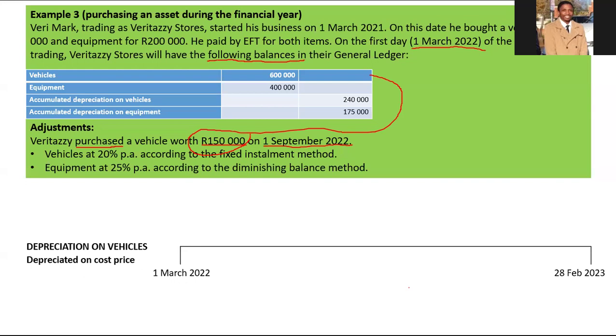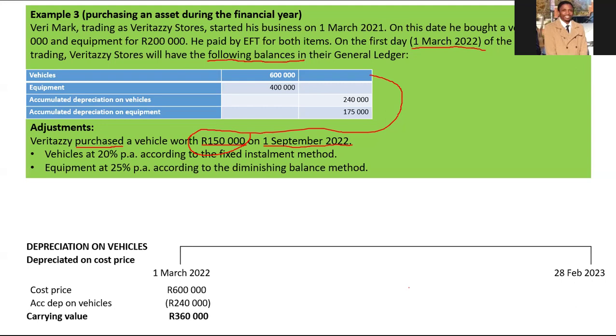So I will first start by depreciating the vehicles that we already had. Their cost price at the beginning of the year amounted to 600,000. Their accumulated depreciation at the beginning of the year amounted to 240,000. And their carrying value at the beginning of the year amounted to 360,000.